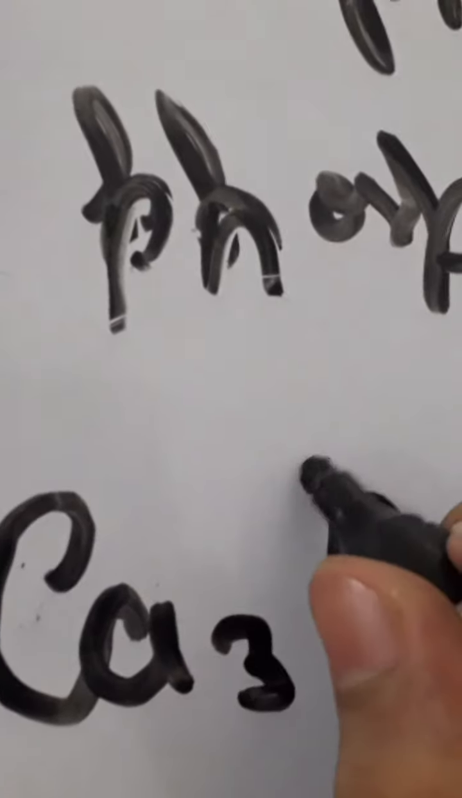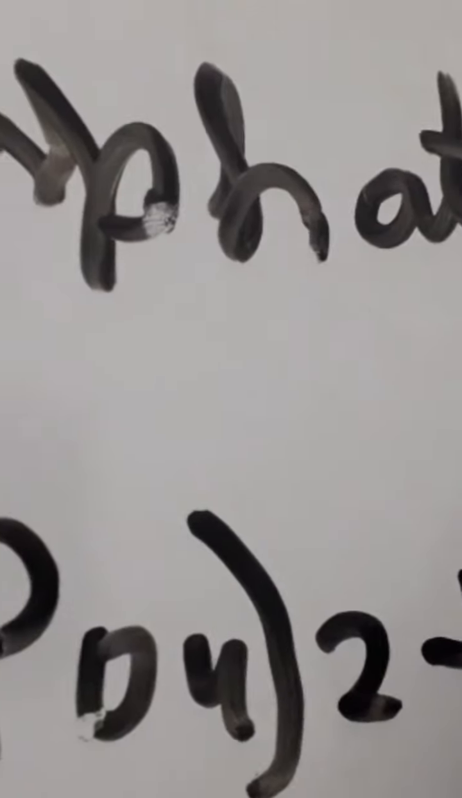gives us calcium phosphate, which is Ca3(PO4)2, plus water, which is H2O. So now we will start balancing it.